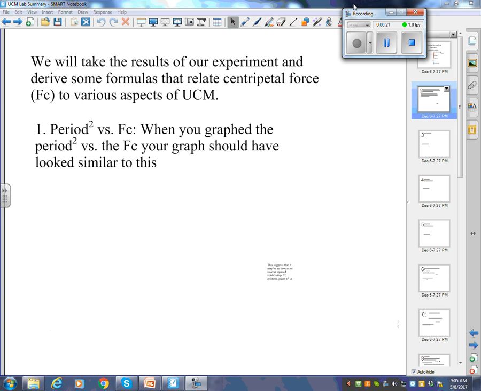Okay, so what we're going to do is we're going to take the results of our experiment, derive some formulas that relate centripetal force Fc to various aspects of UCM, and you will note actually that one of the outcomes is to do an experiment where you do this. So check, done, right? So the first thing we did, you should have graphed period squared versus Fc, and when you got it, your graph should have looked like this, and if you haven't graphed it yet, this is what it should look like.